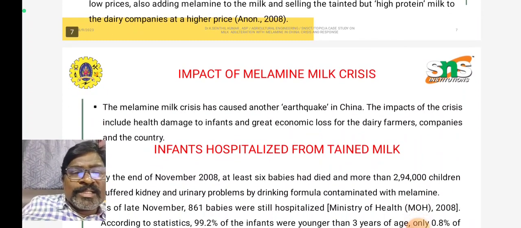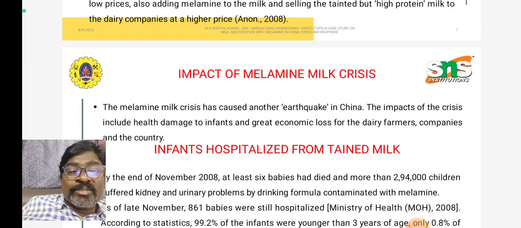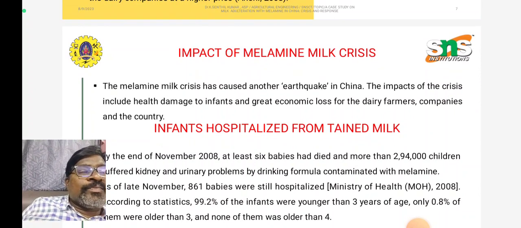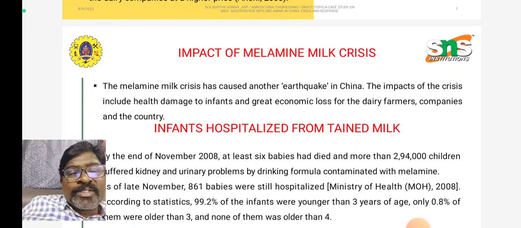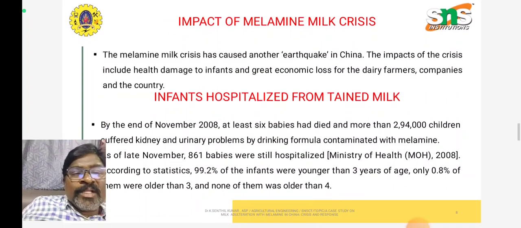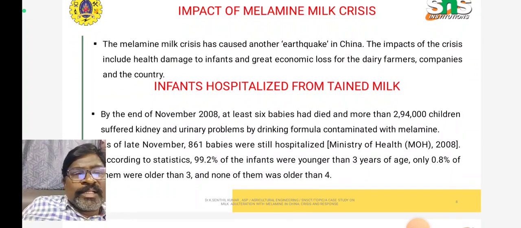The melamine milk crisis has caused another earthquake. In a single word, you can just assume it is described by the word earthquake. This crisis is similar to an earthquake in China. The impact of the crisis includes health damage to infants and great economic loss for the dairy farmers, companies and the country. Infants hospitalized from the tainted milk.